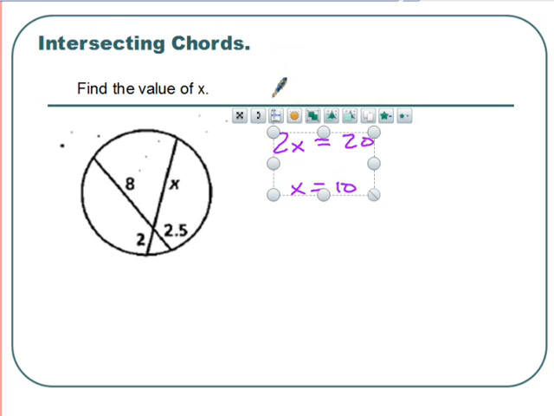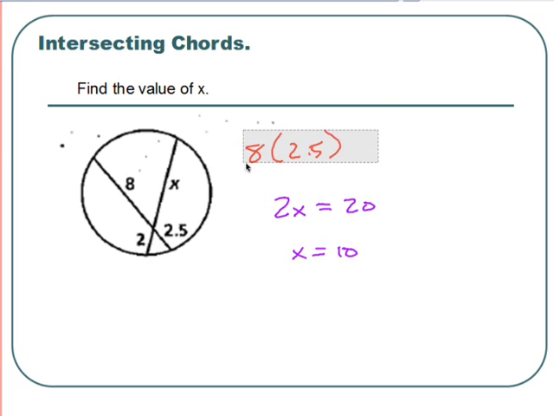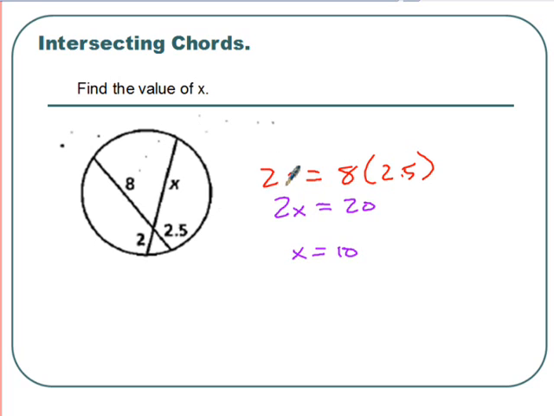Let me just show you one other thing real quick, just so we have this set up so you can see all the different parts. The product of the pieces here, this is 8 times 2.5. Okay, that's what's going on over on the right side. Okay, and then that is equal to 2x. That's how we got our 20. Pretty simple. Product of the pieces equals the product of the pieces.